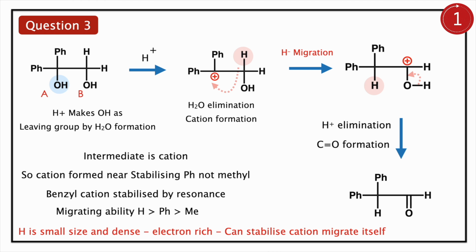Sometimes you may wonder why hydrogen migrates better than phenyl. It means hydrogen is smaller, so dense. So comparatively it is very dense, so comparatively more electron rich when compared to phenyl. That's why it has higher mobility.